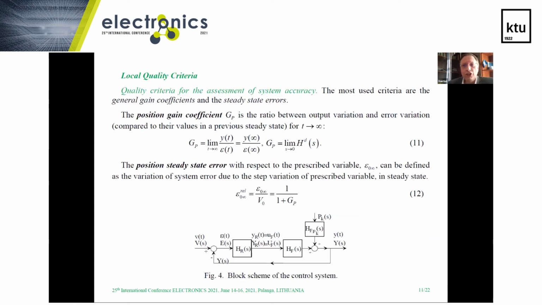Of course, from the engineering point of view, many times it's easier to compute the local quality criteria, such as the position gain coefficient, the position state error, and other local quality criteria. In figure 4, you have the classical form of a closed loop system with the transfer function of the controller, the transfer function of the plant, which is not known, and of course the transfer function with respect to the disturbance.